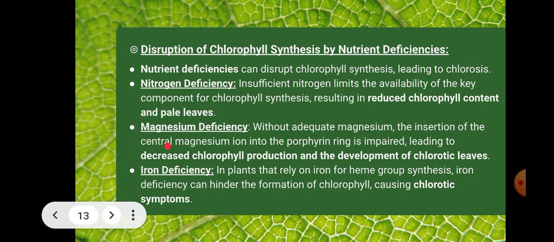Magnesium deficiency. Without enough magnesium, the insertion of the central magnesium ion into the porphyrin ring is impaired, and it leads to decreased chlorophyll production and the development of chlorotic leaves starts to occur. Iron deficiency. In plants that rely on iron for heme group synthesis, iron deficiency can hinder the formation of chlorophyll and it can cause chlorosis.